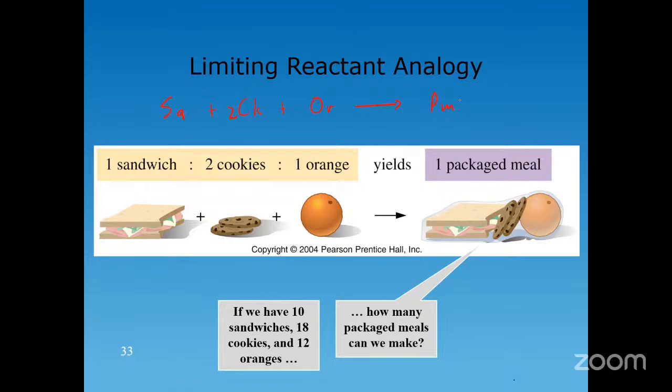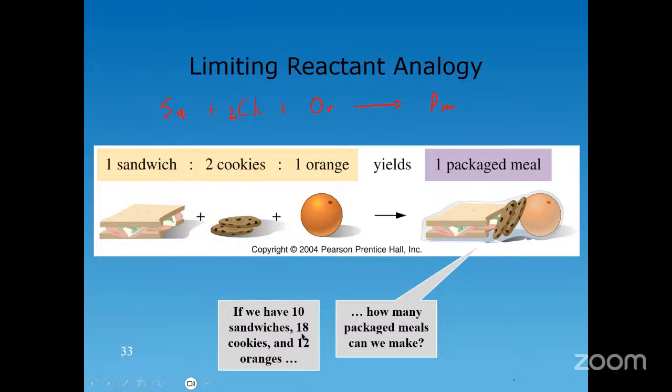Let's look at this situation. Let's say you're given 10 sandwiches, 18 cookies, and 12 oranges. The question is, how many packaged meals can you make out of this combination? If you look at things from the standpoint of the sandwiches, according to this equation, if you have 10 sandwiches, the amount of cookies you're going to need would be 20 cookies.